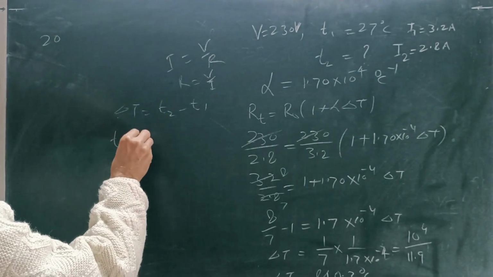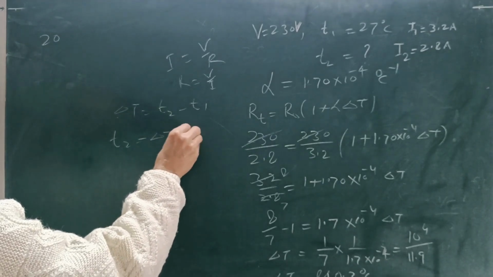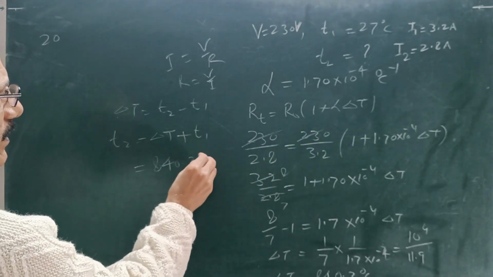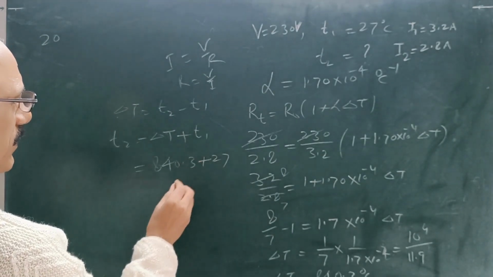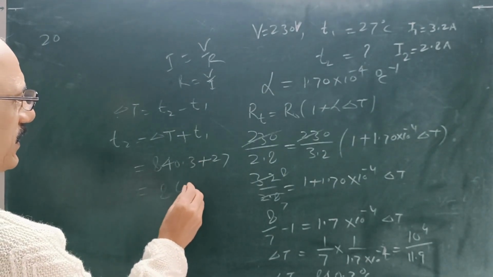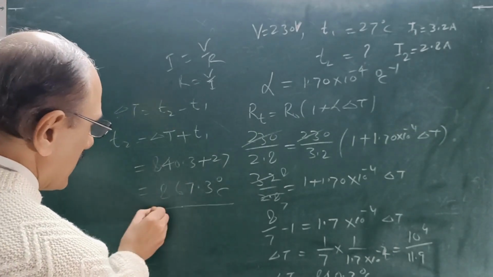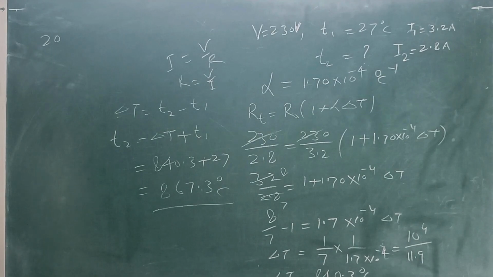Now delta T equals T2 minus T1. So T2 equals delta T plus T1, that is 840.3 plus 27, that is 867.3 degree Celsius is the correct answer.